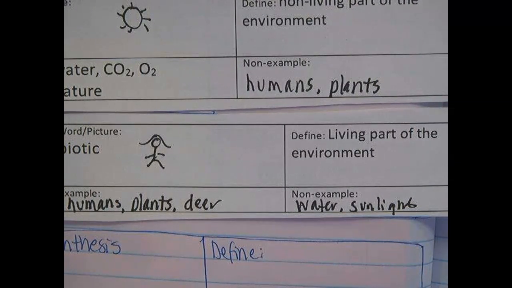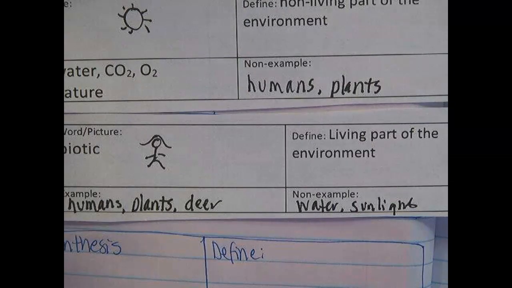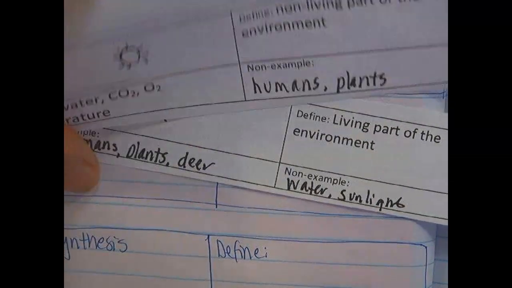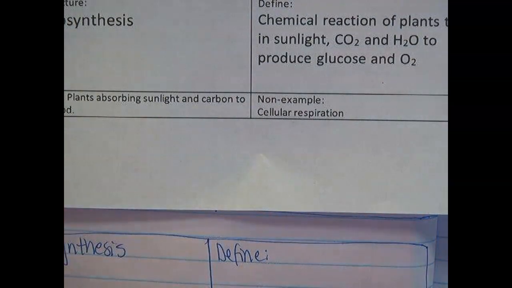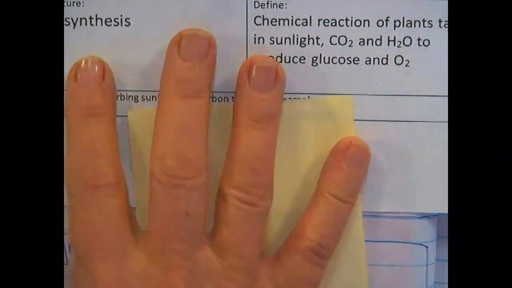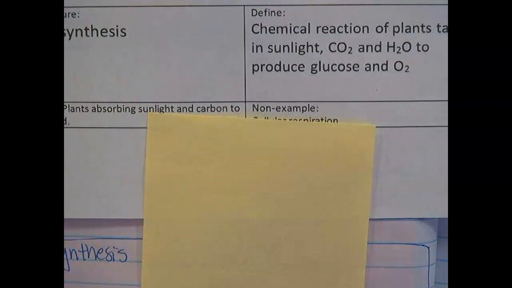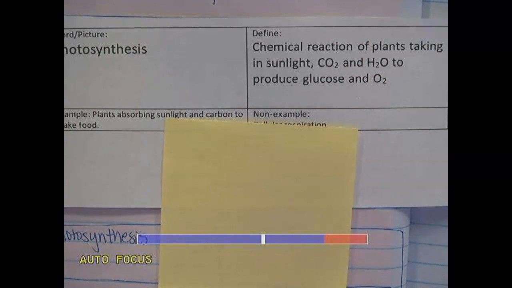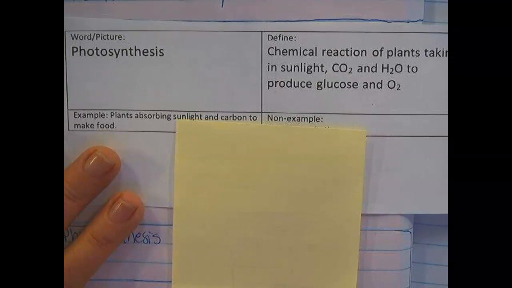All right, and then our last word today should be pretty review for you. This one we've talked about, but we want to make sure we get that down. And again, if you need to pause the video at any point in time. So our last one, and I'm just going to go ahead and give this to you. If we use our word as photosynthesis, and I'm going to zoom out just a little bit here, photosynthesis is the chemical reaction of plants taking in sunlight, carbon dioxide, and water to produce glucose and oxygen.